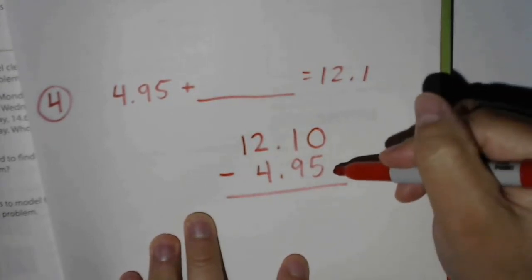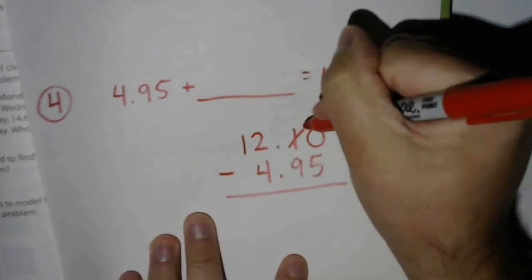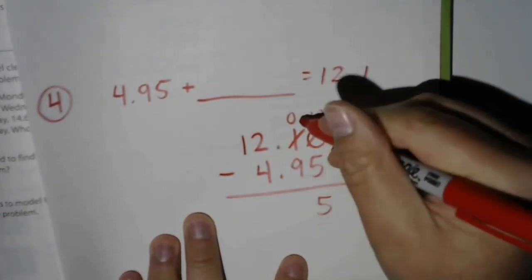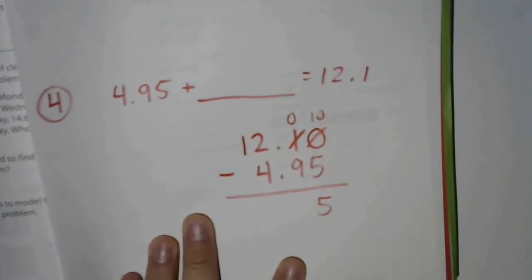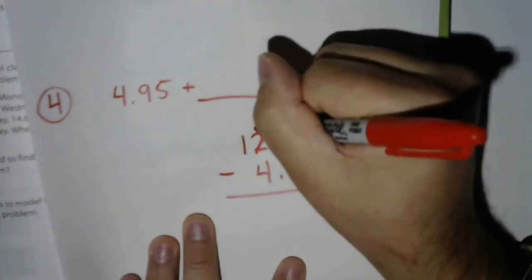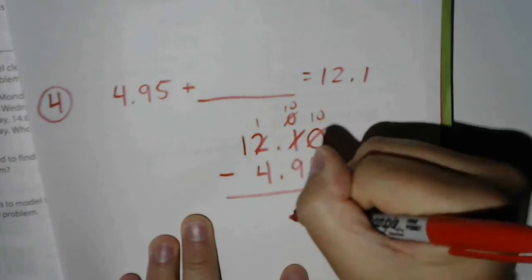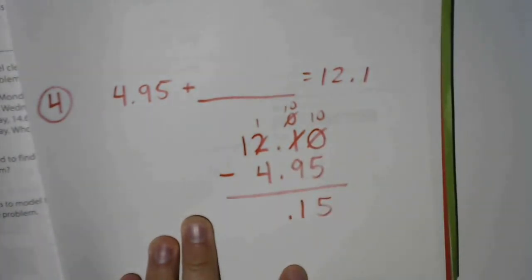So 0 minus 5, oops, can't do it, gotta borrow. The 1 becomes a 0, the 0 becomes a 10. 10 minus 5 is 5. 0 minus 9, oh, can't do that either. Got to borrow. The 2 becomes a 1, that 0 becomes a 10. 10 minus 9 is 1, drop my decimal down. I'm feeling good about my life.